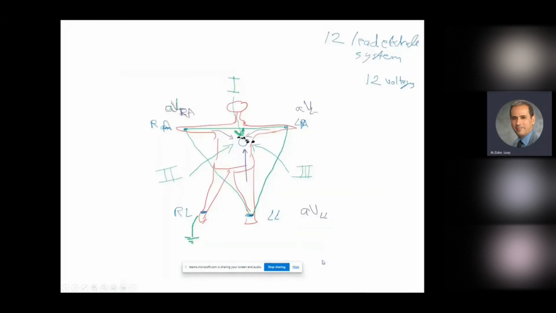So here we can go. Let me change this. And then we say F, augmented voltage foot, augmented voltage right, augmented voltage left. And those are the ones that we care about. And they're augmented because they are far away from the heart. And then you're looking at the heart from that side, from this side or the bottom.